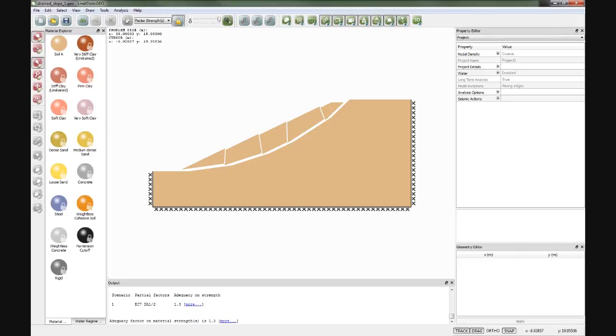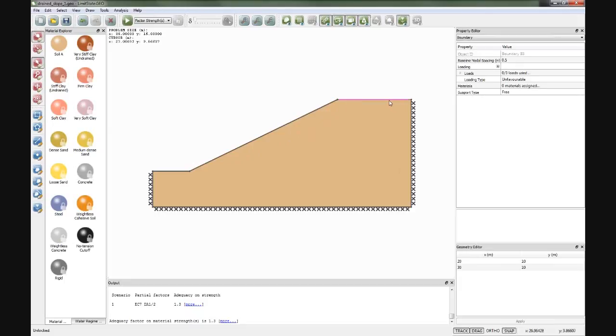So use the power of the software to find the critical mechanism with those factors pre-applied. Now maybe we want to have a load in the problem. Maybe there's a surface surcharge up here. If I click on the boundary, its properties appear on the right. I can apply loads to it.